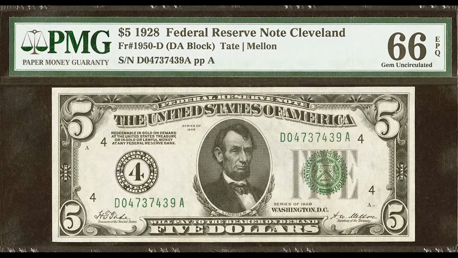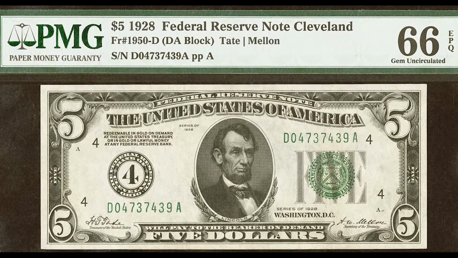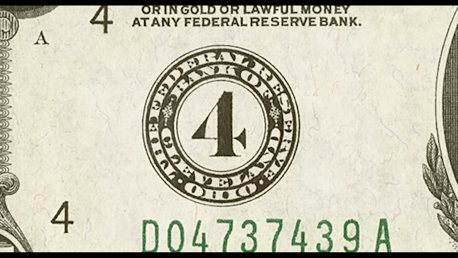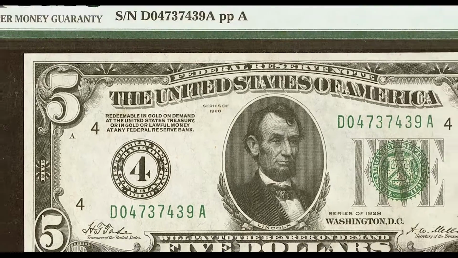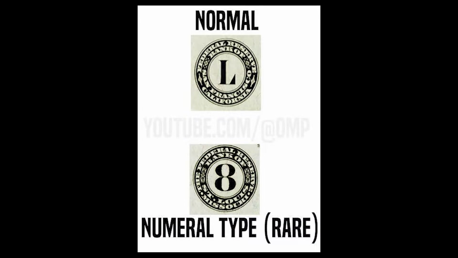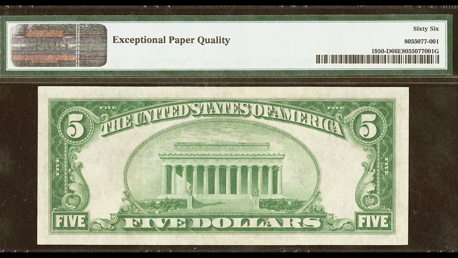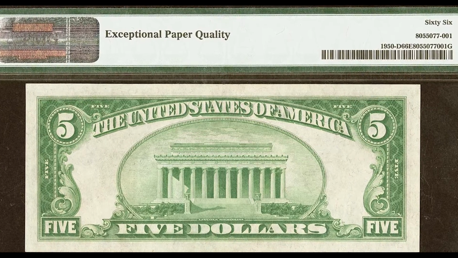Now, this example is very special because this is what we call a numeral type $5 bill. So if you look on the left hand side of the bill, you're going to see what's called a district seal. Now that district seal will typically have a letter and not a number. This example has a large black number 4, standing for the Ohio district. Now if this was not a numeral type, that would be a large letter D.